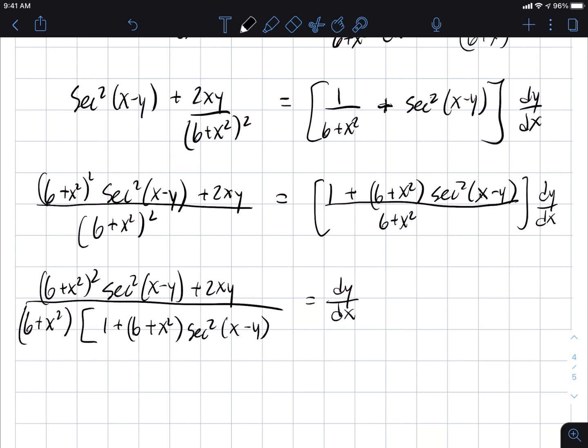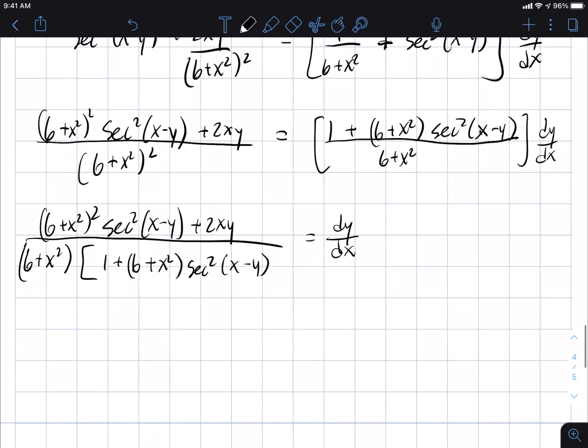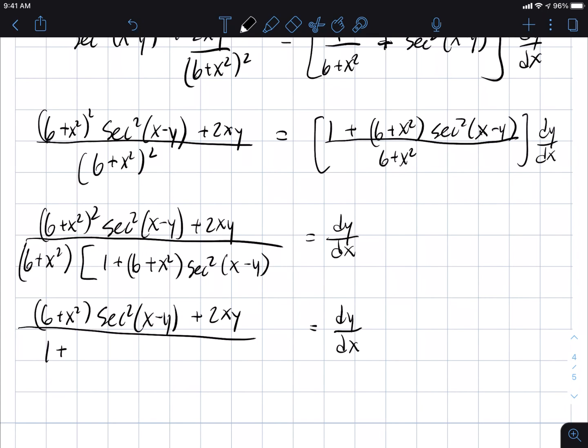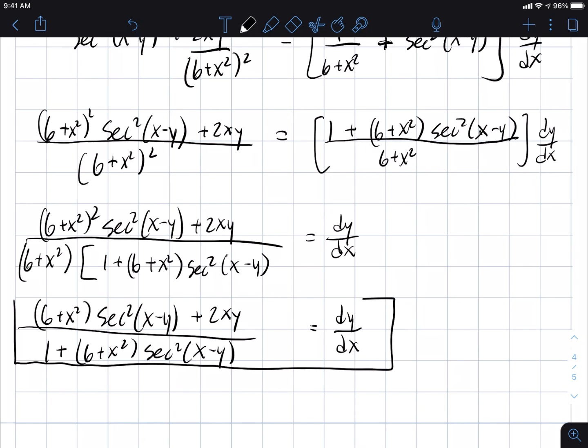Well, that's funny. I can reduce just a little bit more, and I'm going to get (6 plus x squared) times secant squared (x minus y) plus 2xy over 1 plus (6 plus x squared) secant squared (x minus y). And that is the answer.